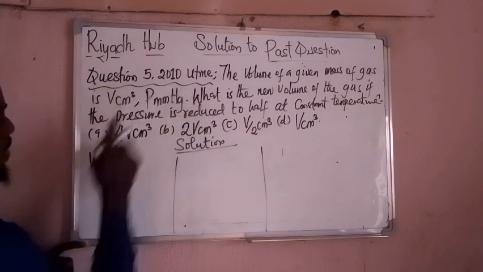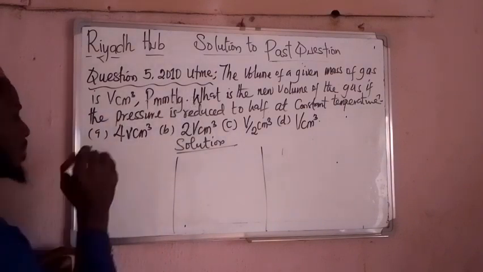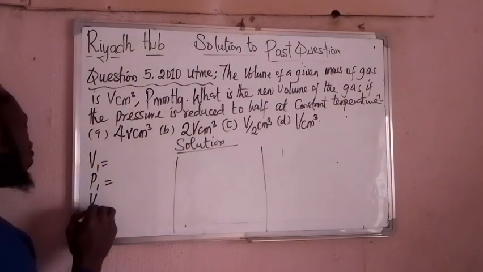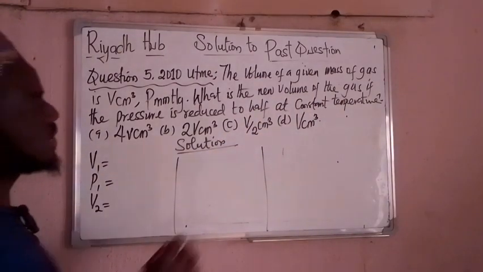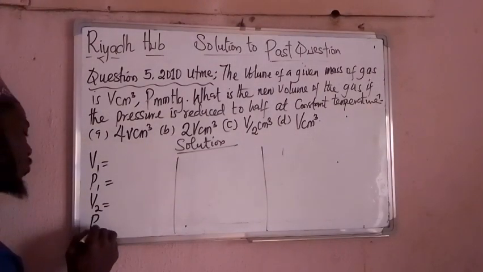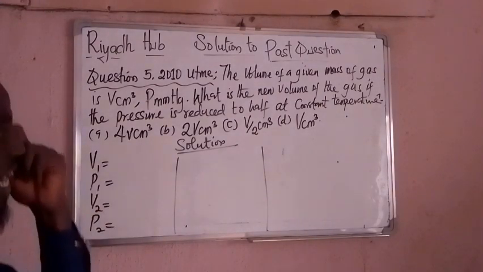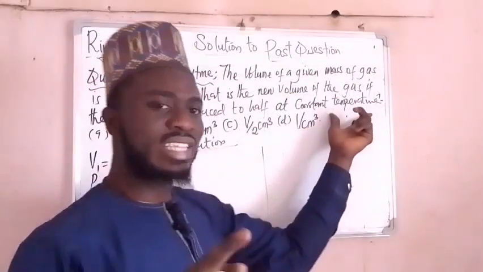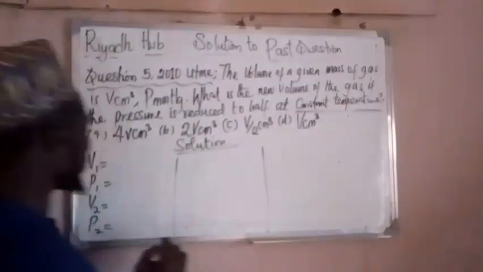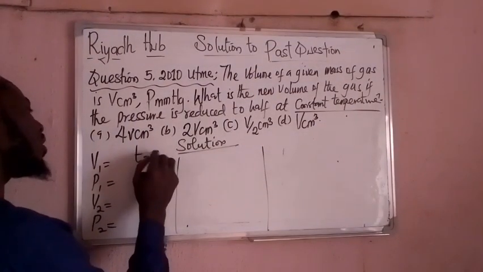Pressure has also been mentioned, P1. Then they said, what is the new volume? It means we are looking for V2. And if the pressure is reduced by half, P2 has also been mentioned. Then at the end they said at constant temperature. Don't forget, at constant temperature. So it means T equals constant.